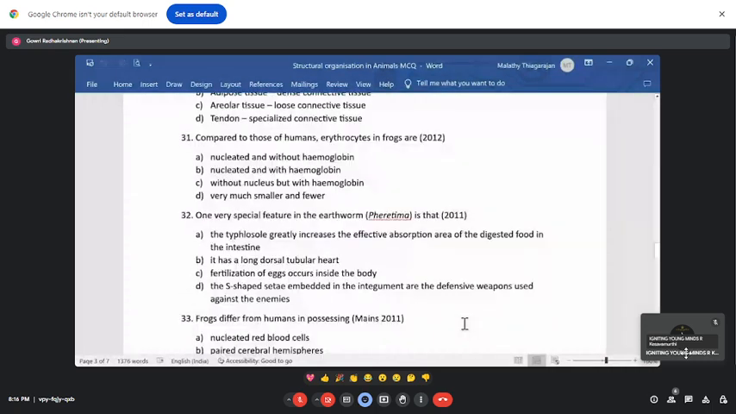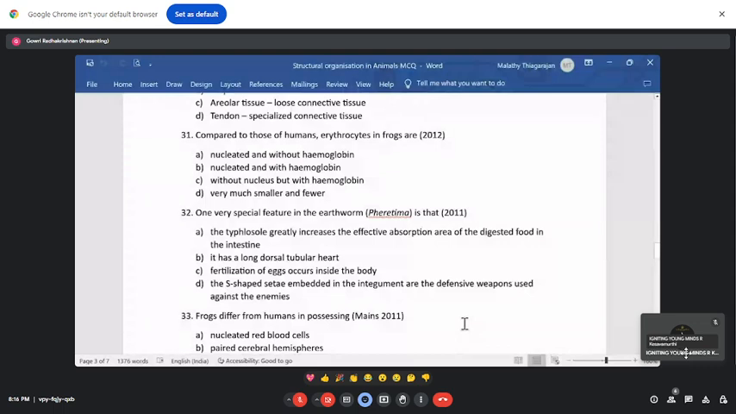31. Compared to those of humans, erythrocytes in frogs are nucleated. Actually, human blood cells are not nucleated, right? So in frogs they are nucleated, with hemoglobin, erythrocytes. Option B, that is the correct answer.